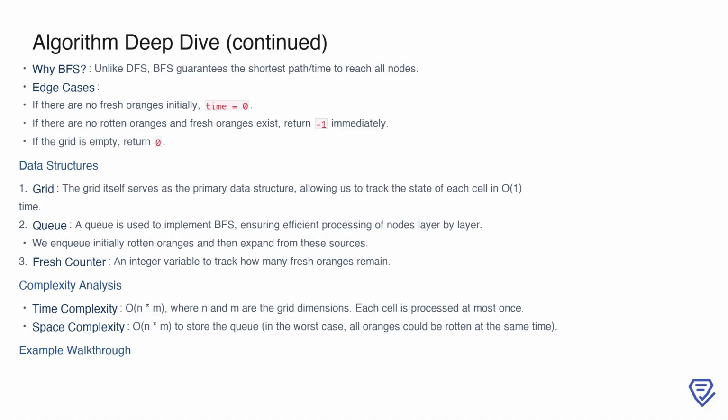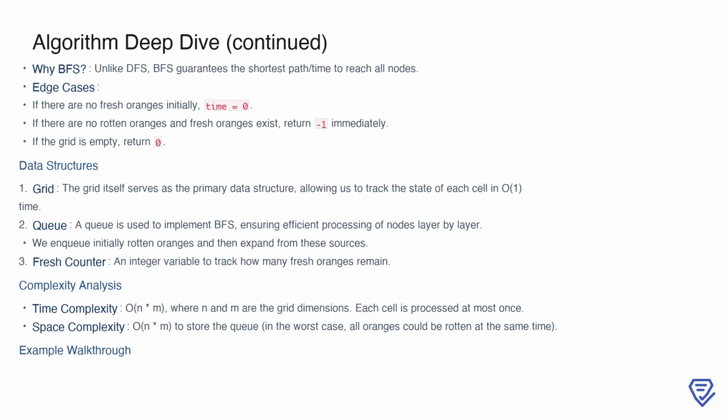BFS is the ideal choice for this problem because it guarantees the shortest path or minimum time to spread the rot across the grid. Unlike depth-first search, BFS ensures that all adjacent oranges are processed simultaneously, which matches the problem's dynamics. There are a few edge cases to consider.